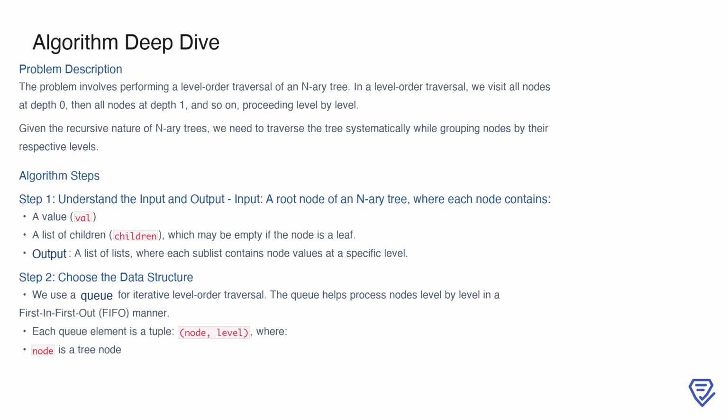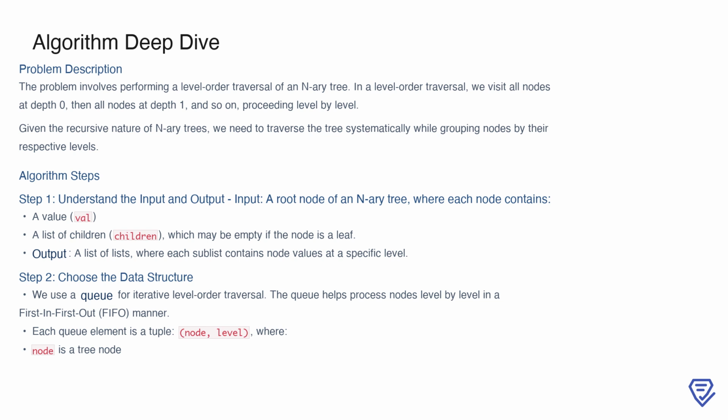The input to our algorithm is the root node of an N-ary tree. Each node contains two pieces of information, a value and a list of children. If a node is a leaf, its list of children will simply be empty. The output will be a list of lists, where each sublist represents the values of nodes at a particular level.